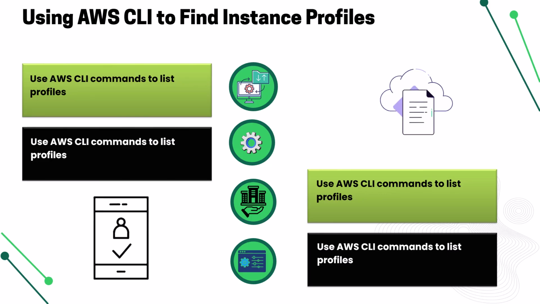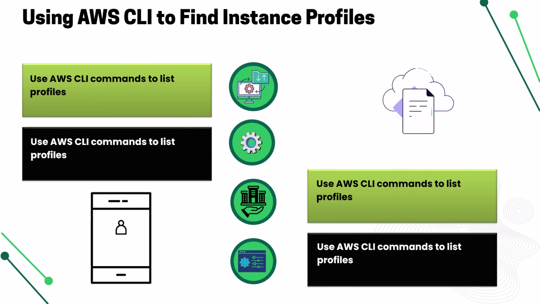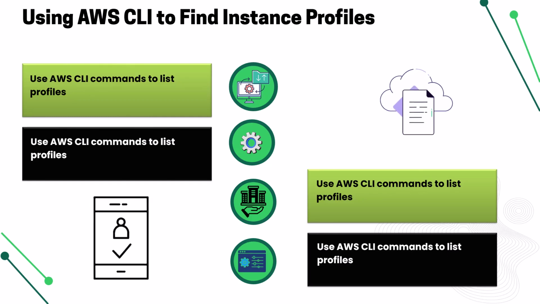If finding instance profiles feels like hunting for lost keys, AWS CLI is our metal detector. With the right commands, we can list profiles, filter results, and pull out exactly what we need. No more digging blindly, just quick, efficient searches to keep our configurations in check.